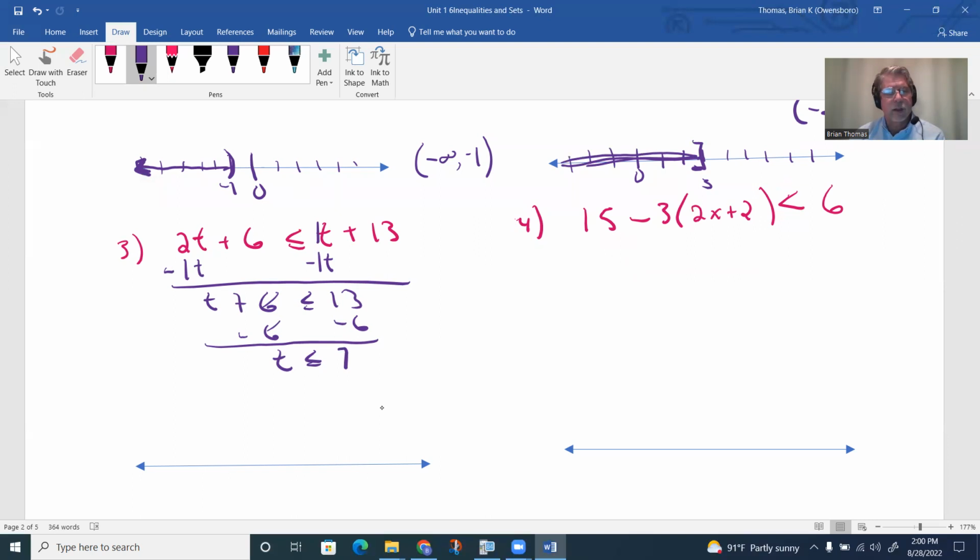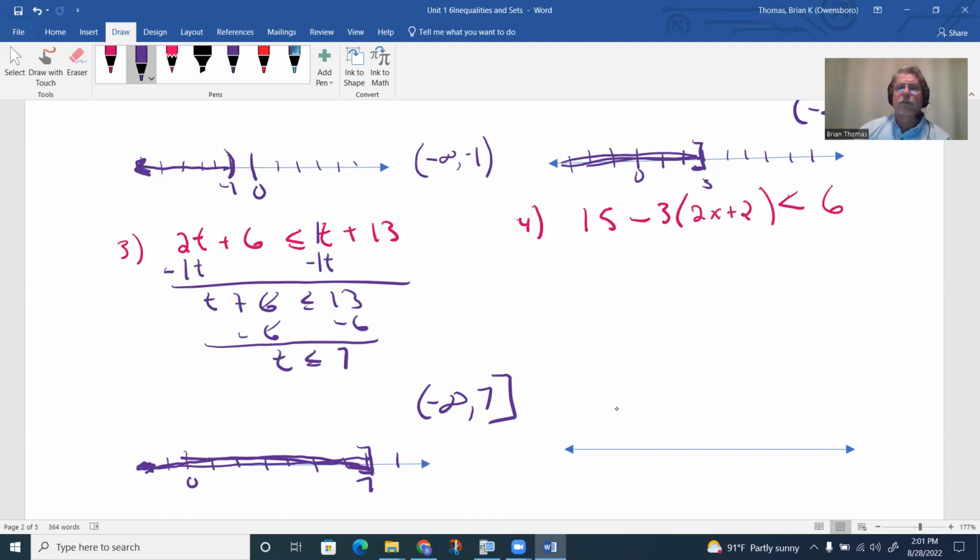So since I have 7, I'm going to make my 0 a little bit more to the left. So 0, 1, 2, 3, 4, 5, 6, 7 is going to be here. So again, notice how it's pointing to the left. And notice how it's equal to. So I'm going to use a bracket there at 7. And again, it's going to be going to the left to negative infinity. So that should be my shading, would be something like that. So for interval notation, it's going to be from negative infinity to 7. But the 7 is going to be using a bracket for a closed boundary.